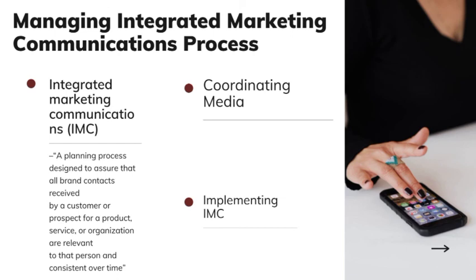Okay, next is managing the integrated marketing communication process. The first one is integrated marketing communications, or IMC. It is a planning process designed to assure that all brand content received by a customer or a prospect for a product, service, or organization is relevant to that person and consistent over time. And then coordinating media. Media coordination can occur across and within media types, but marketers should combine communication channels through a multiple-phase, multiple-stage campaign to achieve maximum impact and increase message reach and impact.